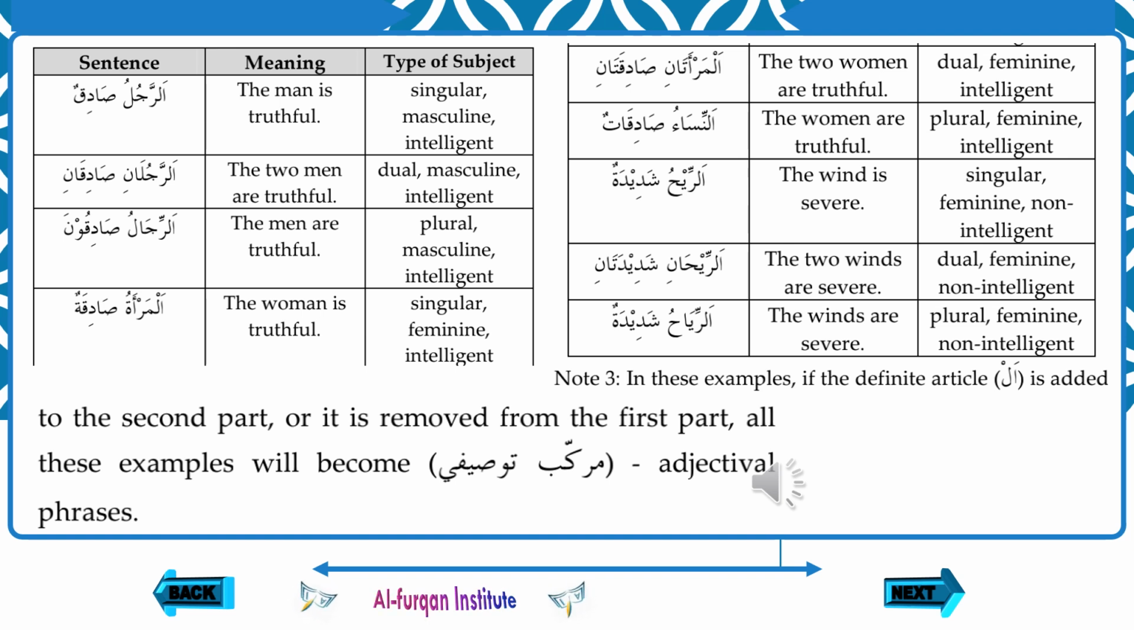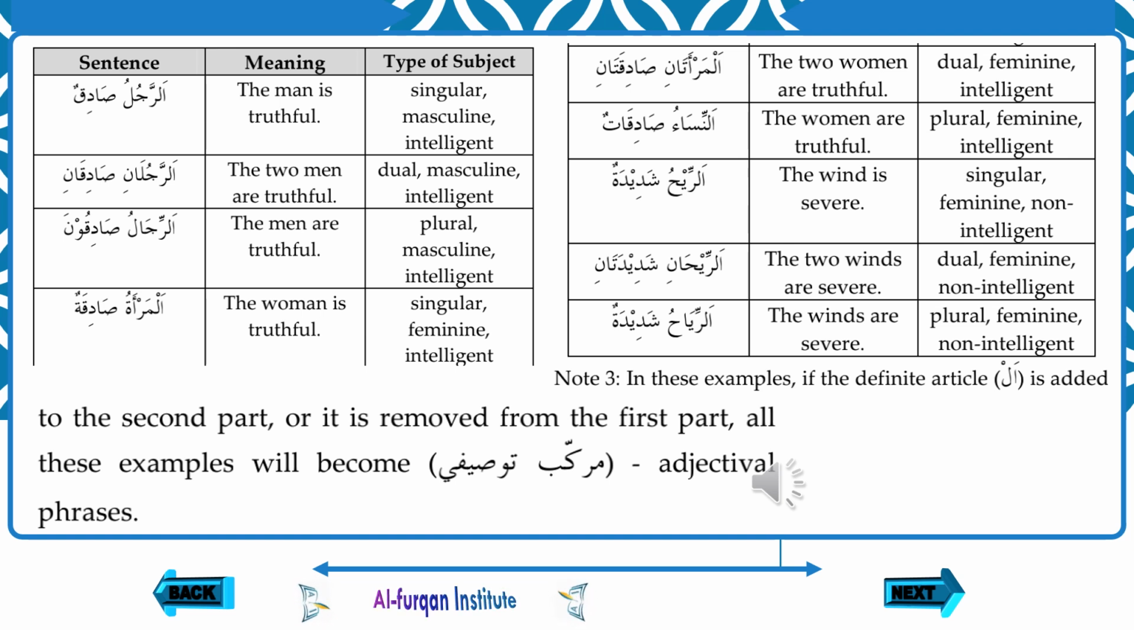And al-mar'atu sadiqatun, the woman is truthful, singular feminine intelligent being. Al-mar'atani sadiqatani, the two women are truthful. They are both dual feminine intelligent.